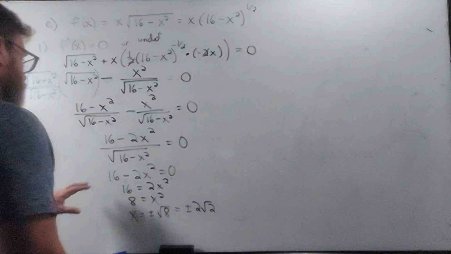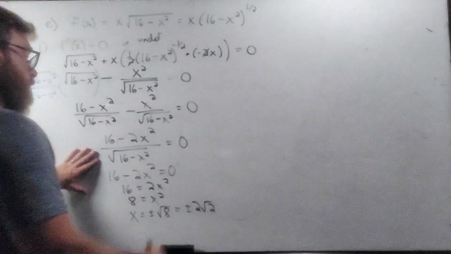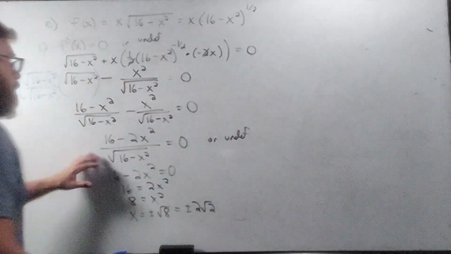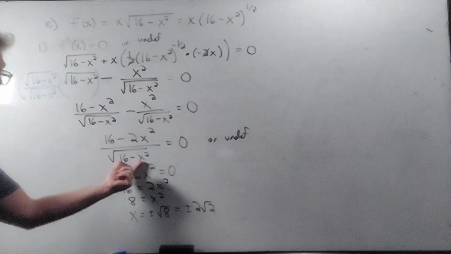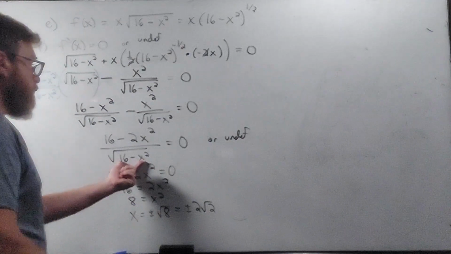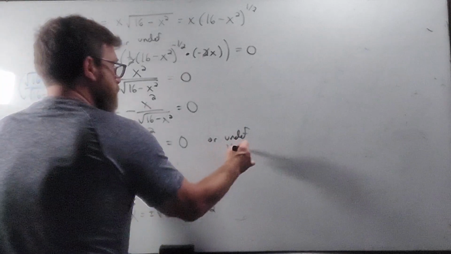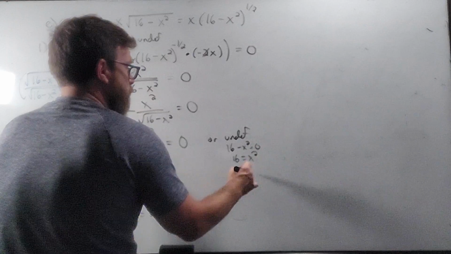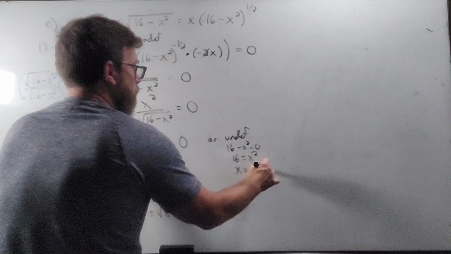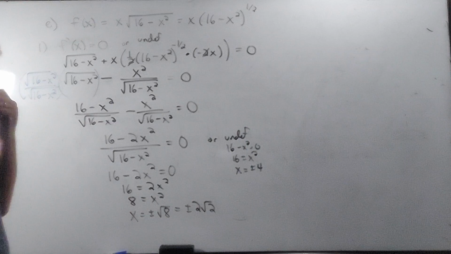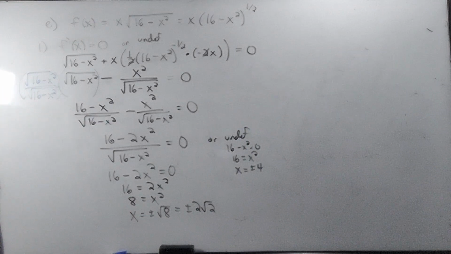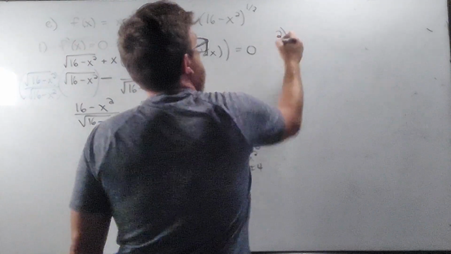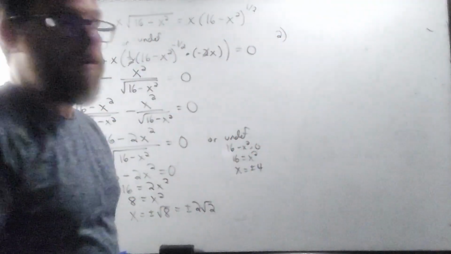Now, this thing is undefined, so when I say or undefined, that would happen when the denominator is equal to 0. So the only way the denominator would be equal to 0 is if the radicand was equal to 0. So that means 16 would be equal to x squared, so x would be equal to plus or minus 4.